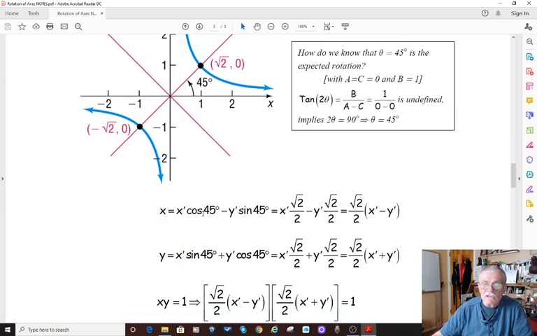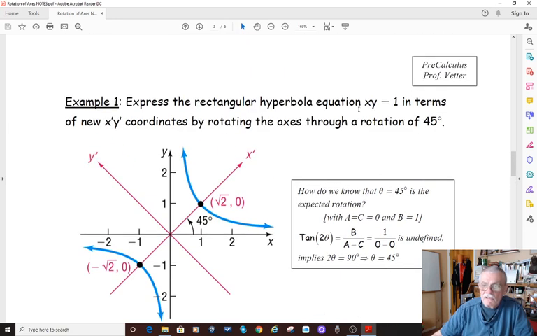So, okay, cosine and sine of 45 are rad 2 over 2 in each case. So we put it in. X prime times rad 2 over 2 minus y prime times rad 2 over 2. We're going to factor out the rad 2 over 2. And we get x equals rad 2 over 2 times x prime minus y prime. Okay? And we do the same thing for y. You get x prime rad 2 over 2 plus y prime rad 2 over 2. Factor out the rad 2 over 2. You get this expression, and that's your y. And going back here, our equation is xy equals 1. So I'm going to multiply.